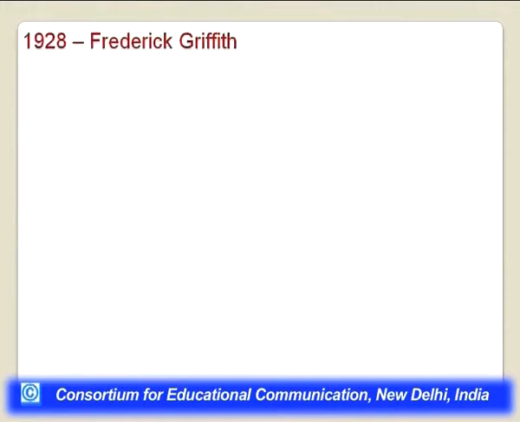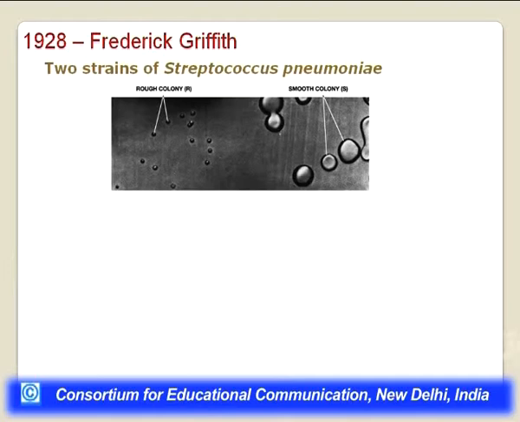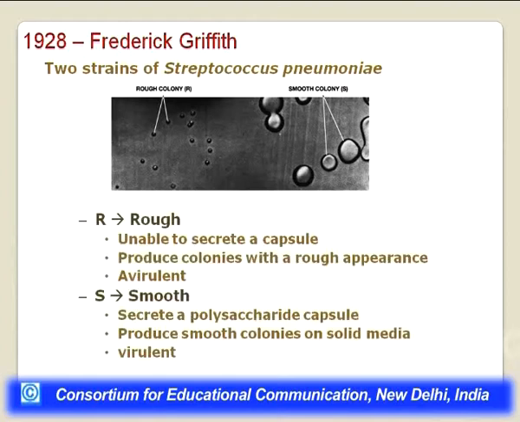In 1928, Frederick Griffith was studying Streptococcus pneumoniae, which causes the pneumonial disease, and he found that there existed two strains of this particular organism. One was the rough strain, which was basically uncapsulated. It did not have any covering outside, and therefore it had a rough appearance, but it was non-pathogenic. It was avirulent in nature.